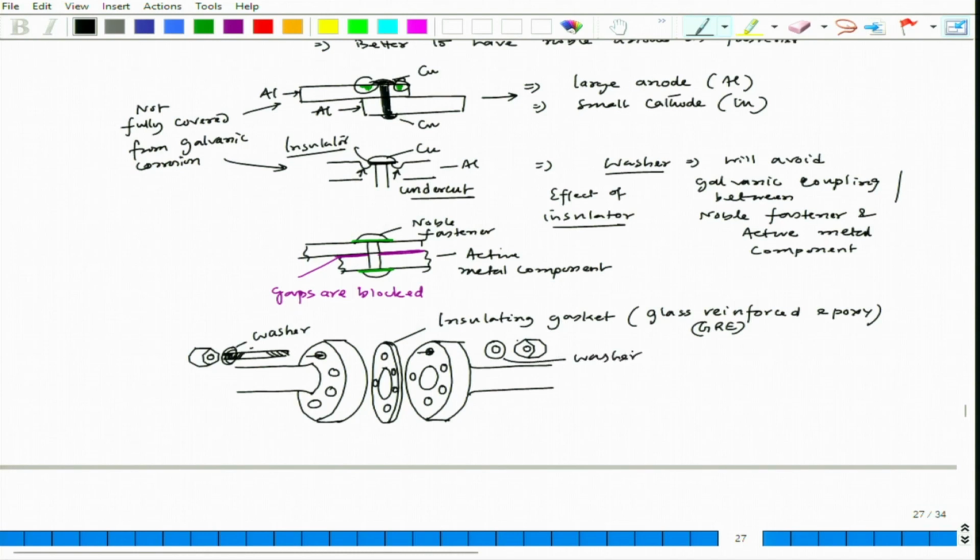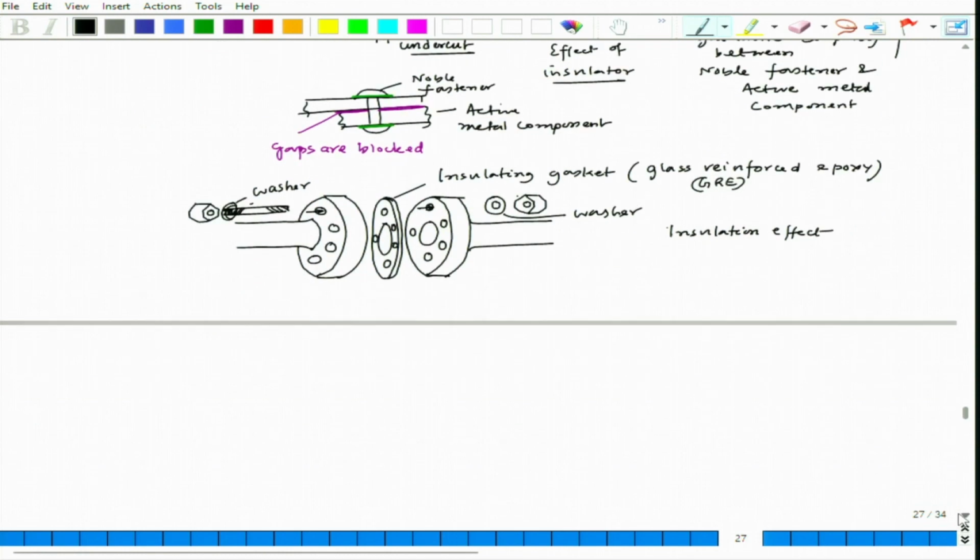So that means you are preventing the connection between all those metal components where you can experience galvanic corrosion. Okay. So this is the effect of insulation. Fine. Now coming to this, this is flange welding, sorry, flange joint. Okay.